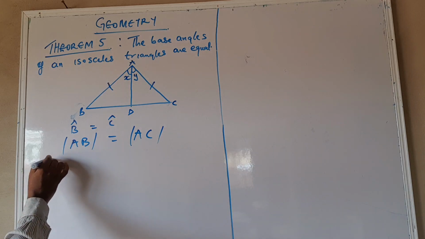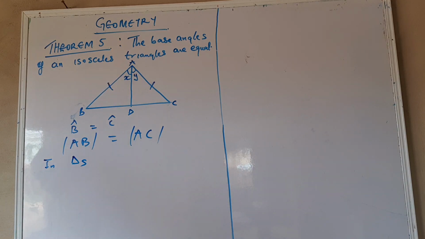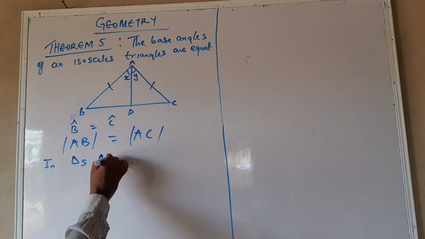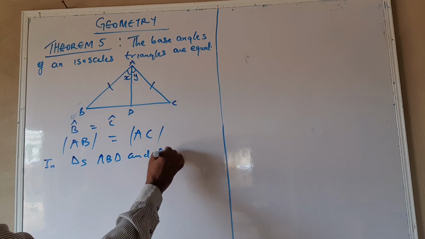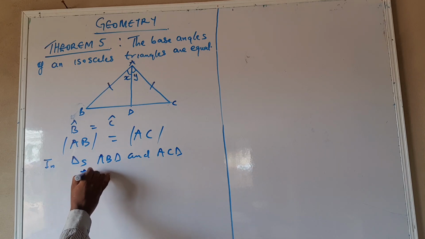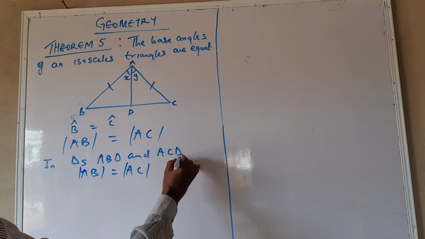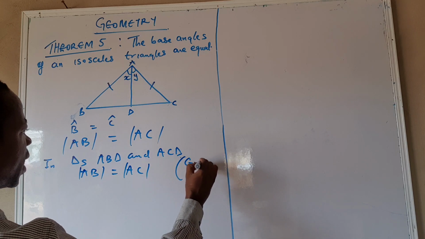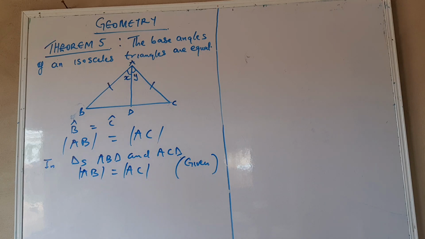Now, in triangles ABD and ACD, in triangle ABD and triangle ACD, we can say that what? AB is equal to AC. This has been given already. Just write given, because we are given.